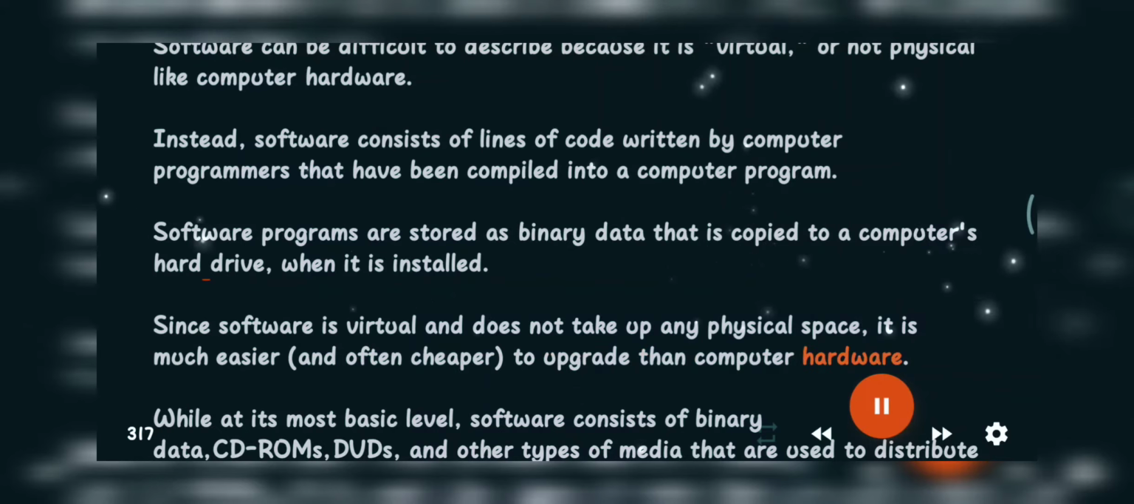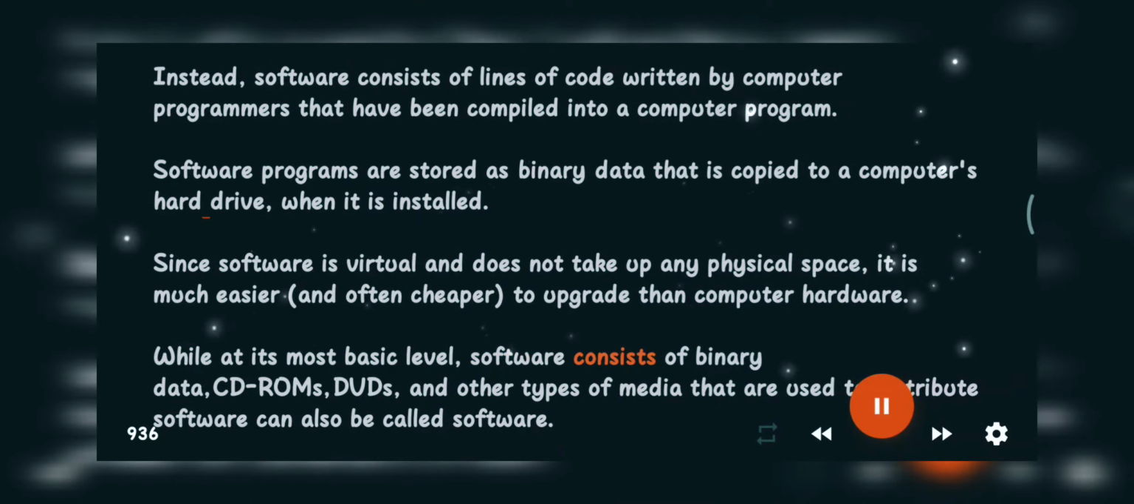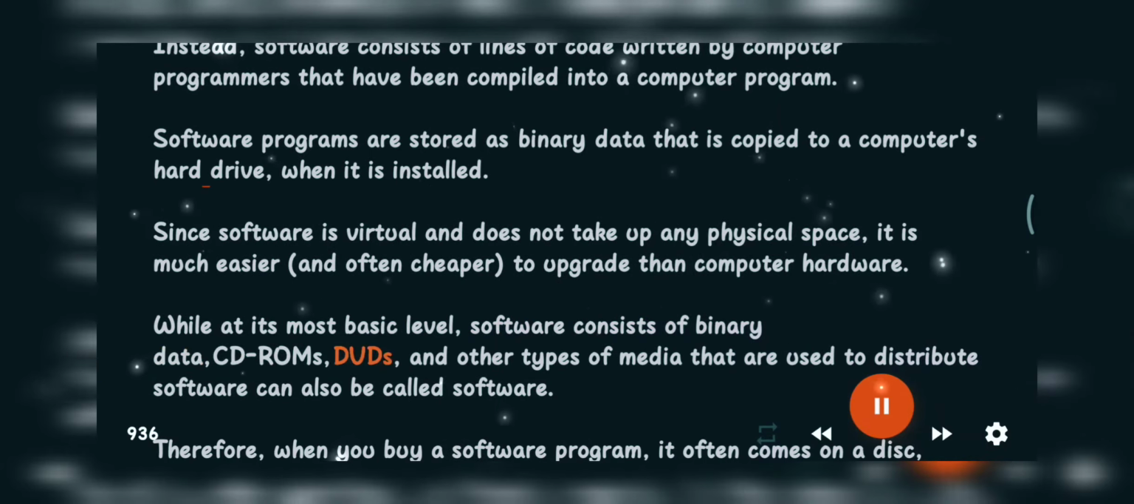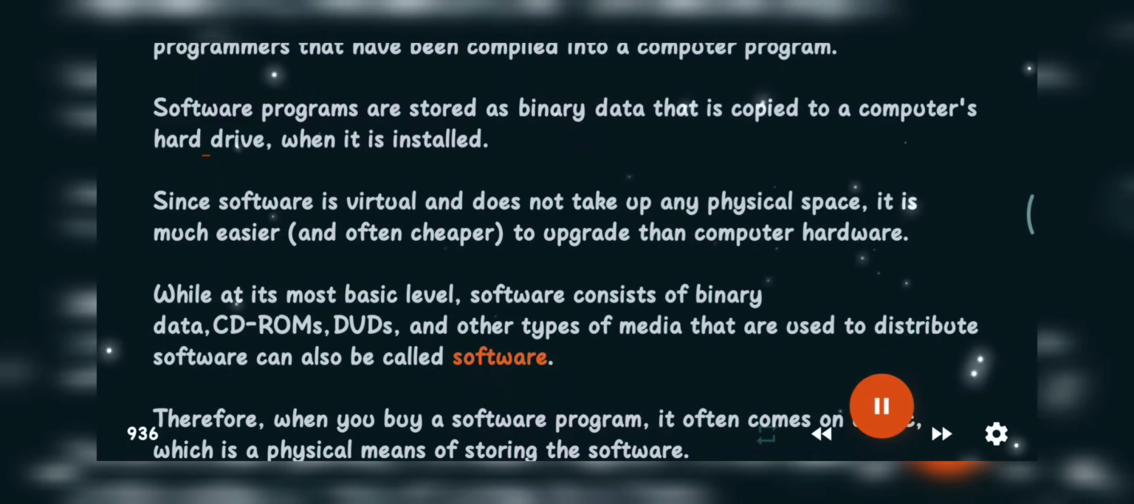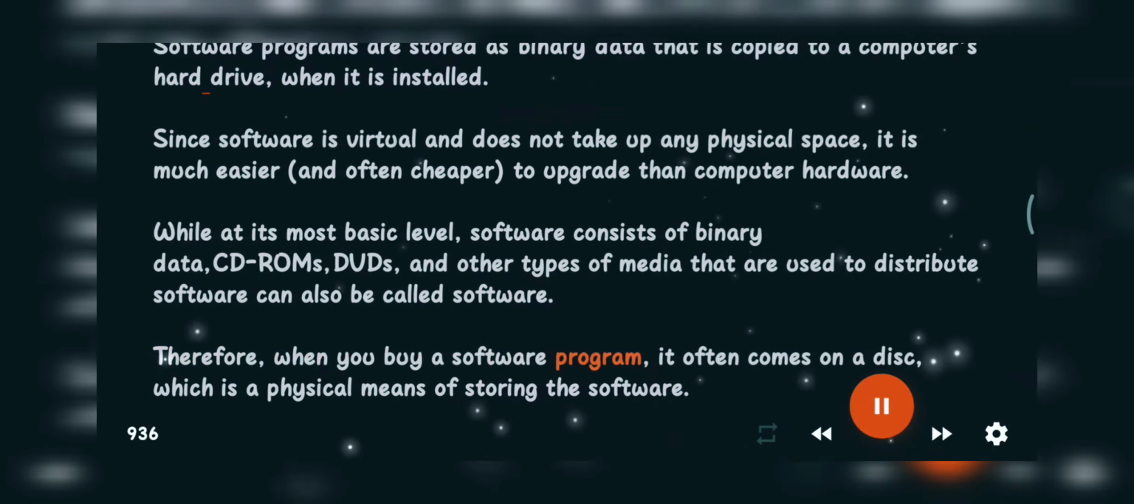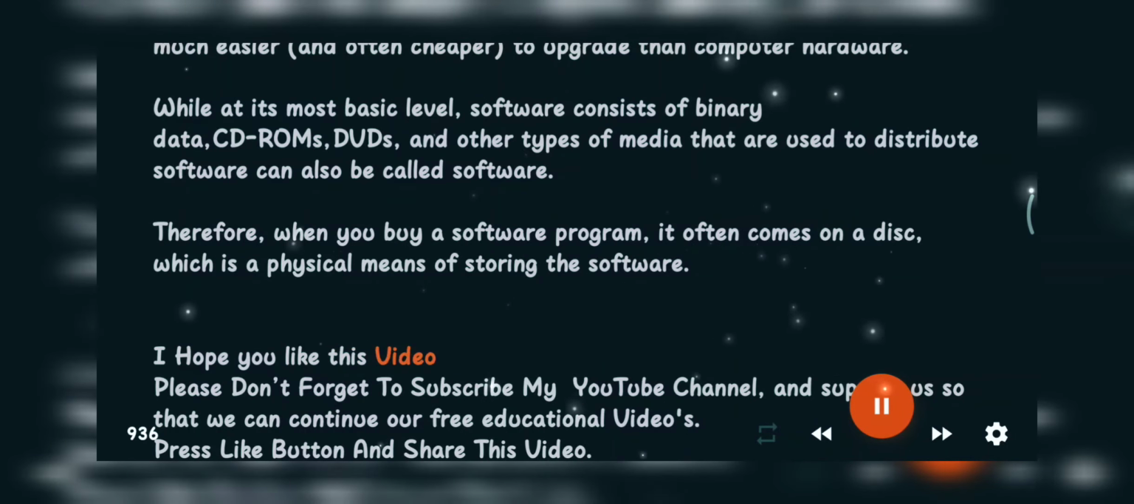upgrade than computer hardware. While at its most basic level, software consists of binary data, CD-ROMs, DVDs, and other types of media that are used to distribute software can also be called software. Therefore, when you buy a software program, it often comes on a disk, which is a physical means of storing the software.